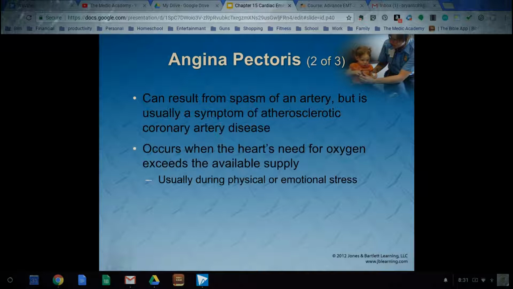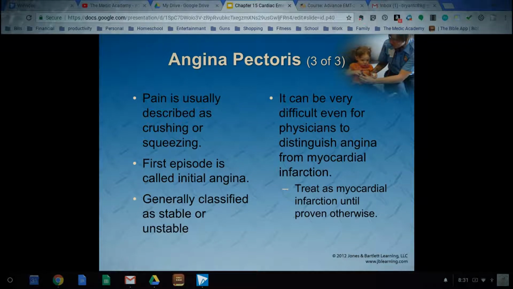And there's no change in the heart rhythm with angina pectoris. Although this can also result from arterial spasming, like I said, it's usually a symptom of atherosclerosis. Now, with this particular complaint, pain is usually described as crushing or squeezing, and the first time it happens to a patient is called initial angina. And this can be very, very scary for your patient because they're having significant chest pain.